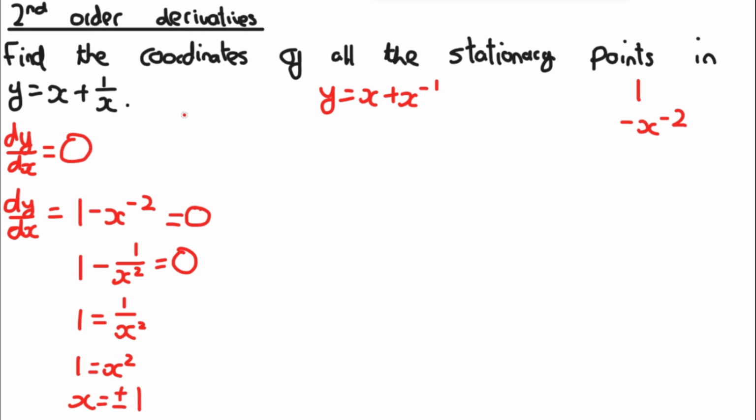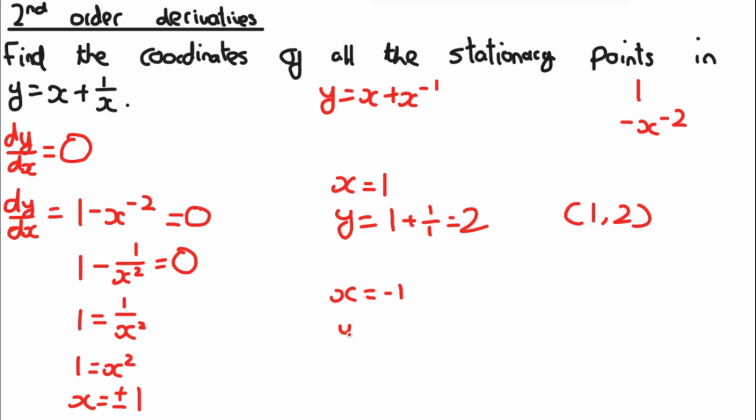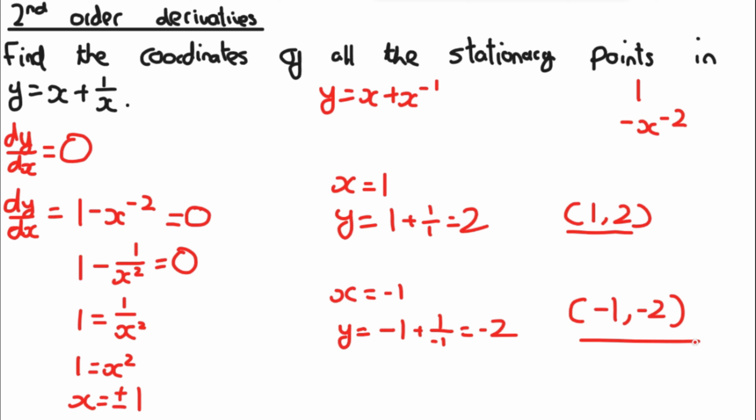And therefore what we need to do now is find the coordinates. So all we do now is sub these x coordinates into y to find the y coordinates. So when x is equal to 1, y is going to be equal to 1 plus 1 over 1, which is equal to 2. So one of the coordinates is 1, 2, and then the other coordinate is when x is equal to minus 1, so y is equal to minus 1 plus 1 over minus 1, which is equal to minus 2. So the other coordinate is minus 1, minus 2. So the coordinates of all the stationary points are 1, 2, and minus 1, minus 2.